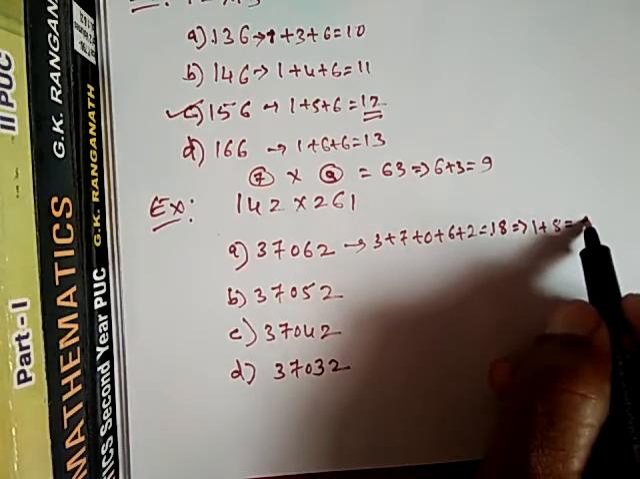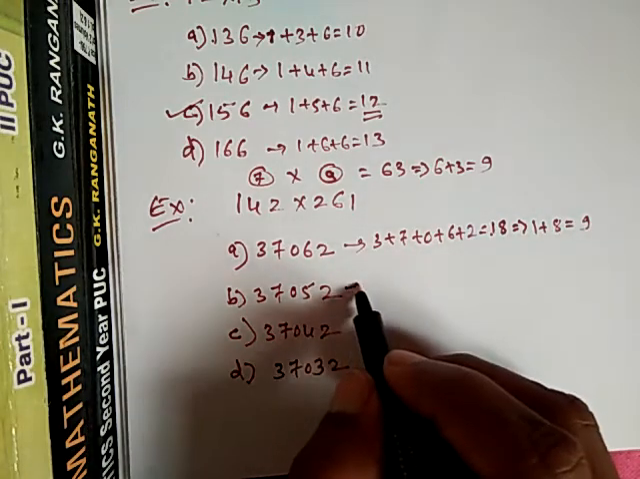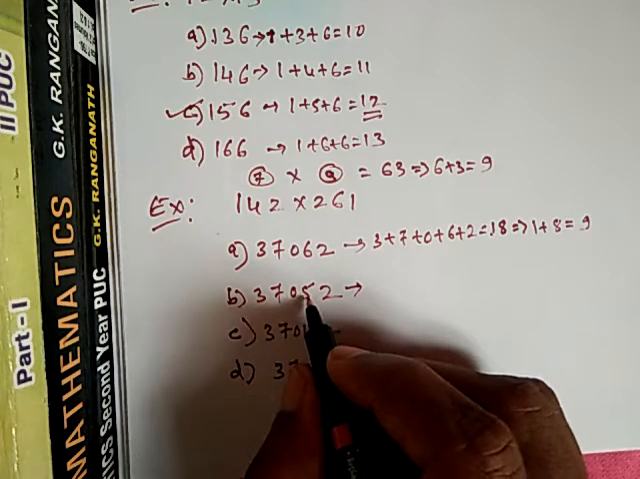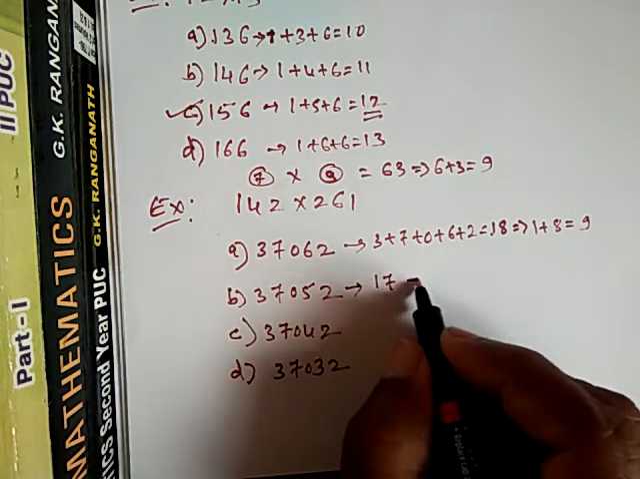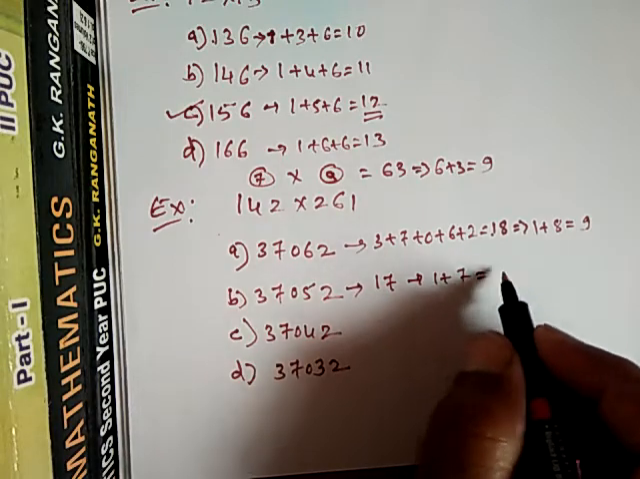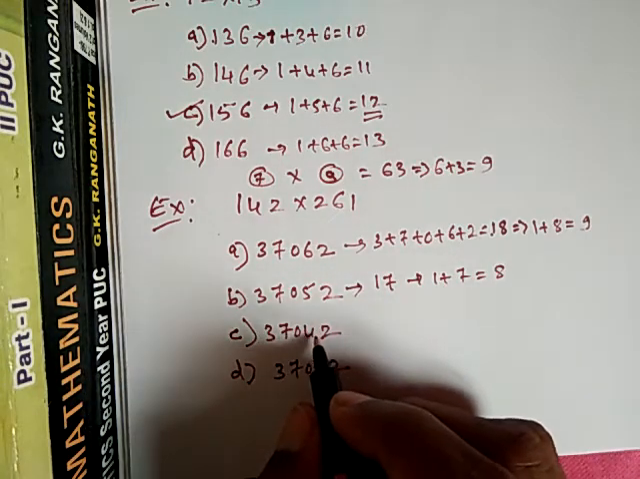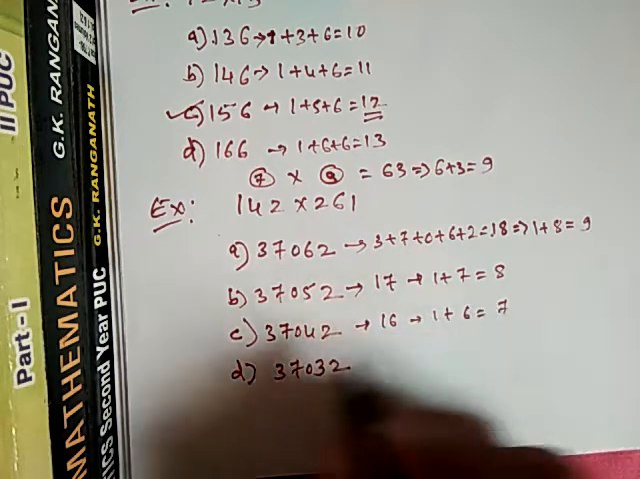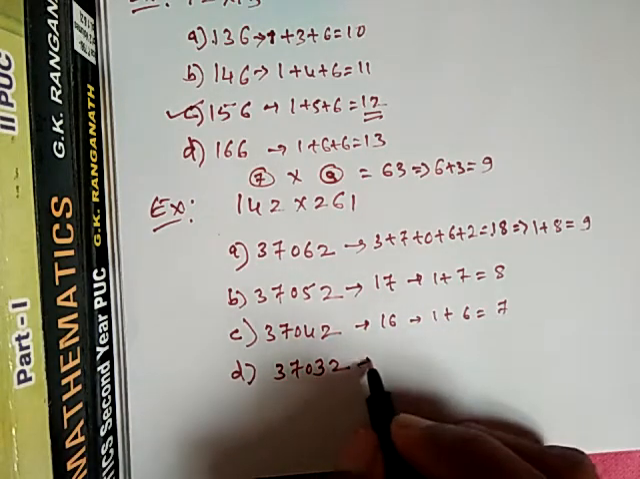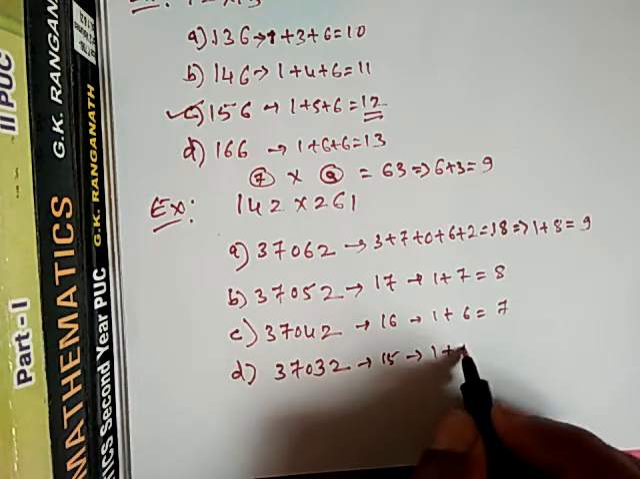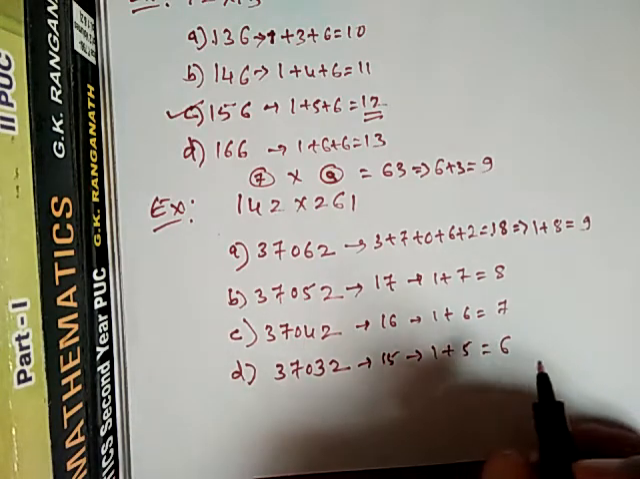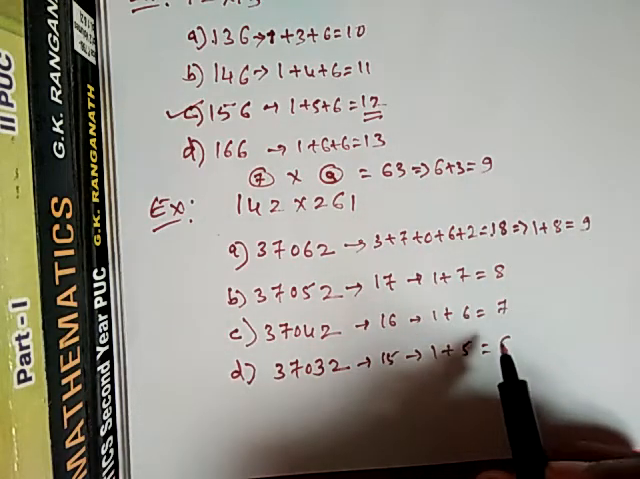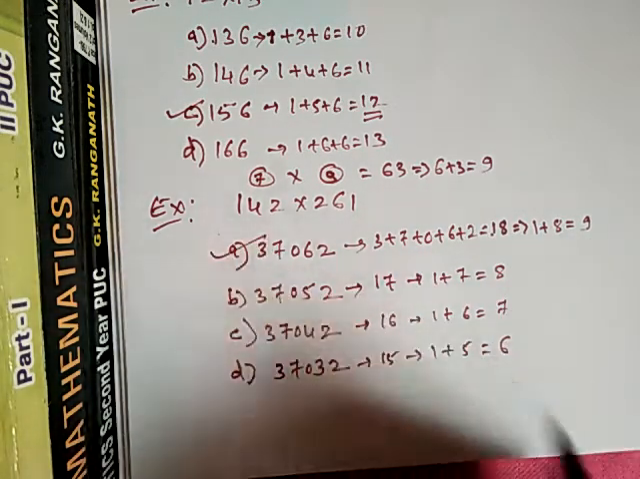equal to 9. Okay, so if you see here also you can take 3 plus 7 is 10, 10 plus 5 is 15, 15 plus 2 is 17, so this can be written as 1 plus 7, which is equal to 8. Here 10 plus 14 is 16, so this will be 1 plus 6, which is equal to 7. Here it will be 10, 13, 15, so it will be 15, so it is 1 plus 5, which is equal to 6. So here you got 9, and the other numbers you are not getting 9, so this will be the answer.